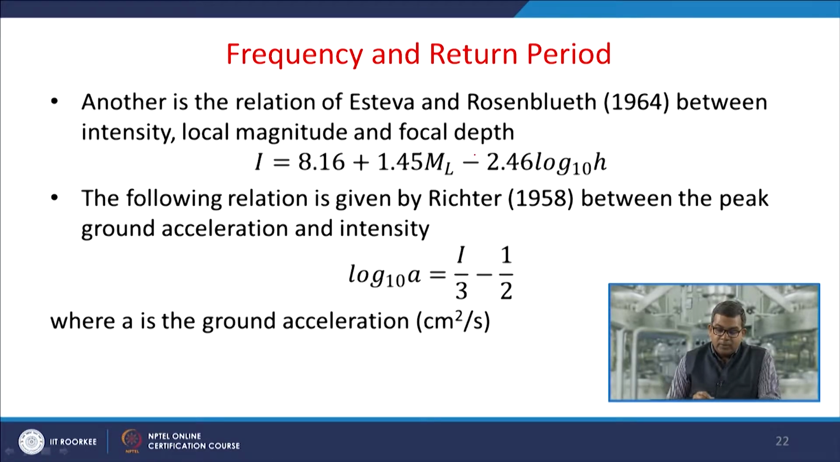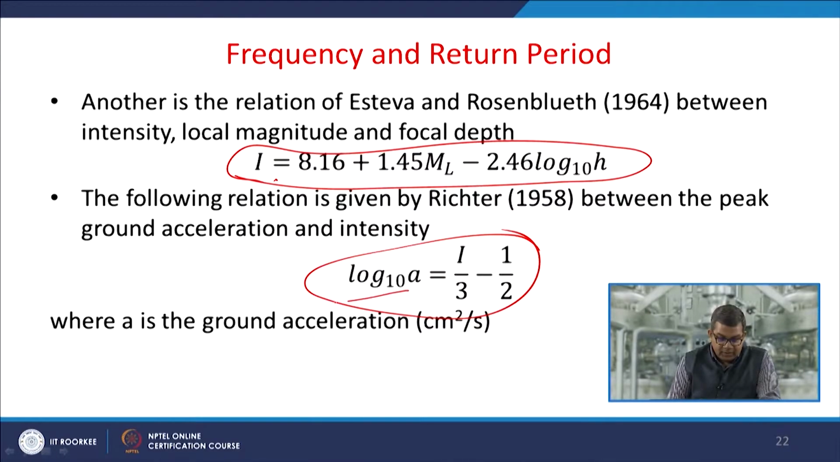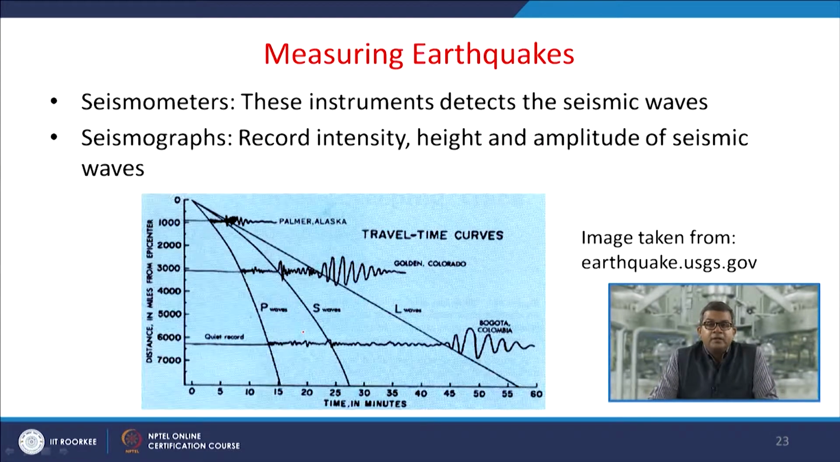Another is a relation of Esteva and Rosenblueth in 1964 between the intensity, the local magnitude and the focal depth, and this equation is given by this correlation. Now, this relation is given by Richter in 1958 between the peak ground acceleration and intensity. Here A is the ground acceleration, which has the unit of centimeter per second square.